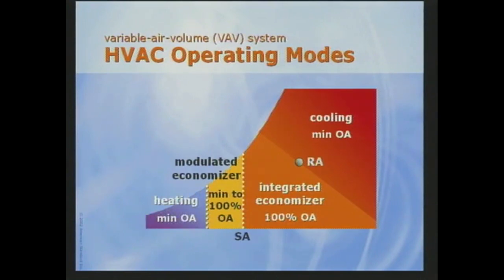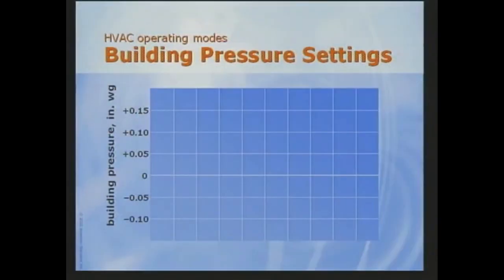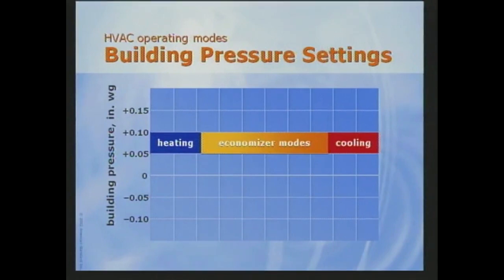Finally, when it's cold outdoors, the system is in the heating mode. The outdoor air damper again maintains intake airflow at the minimum quantity required for ventilation. Many buildings tend to be negative in the heating mode. To control building pressure, most designers place the indoor pressure sensor on the ground floor and set it to maintain the pressure between 0.05 and 0.1 inches positive at all times.